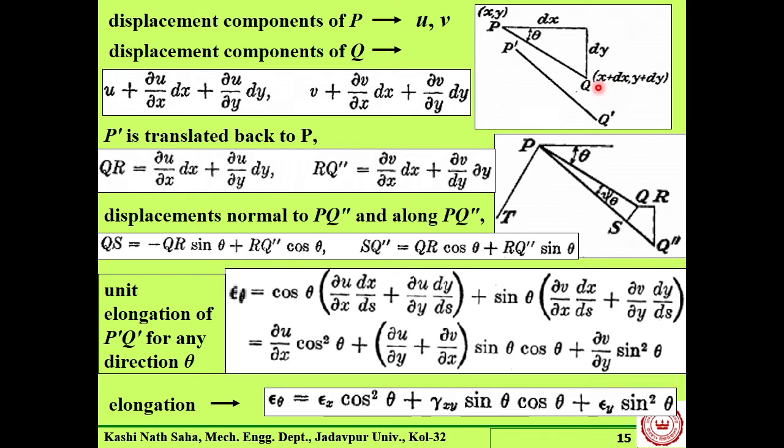What about this point Q prime? Point Q is x plus dx, y plus dy. This is initial configuration. So for Q prime, it is not only u plus v. In addition, we have these two terms. Clear? This is what we have discussed earlier, and this is position. Now we are shifting this point. P prime is going into P. This is translated back at P. P prime has gone to P, and this is a parallel shifting.